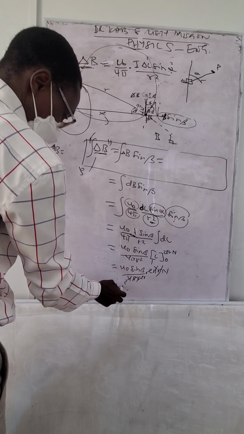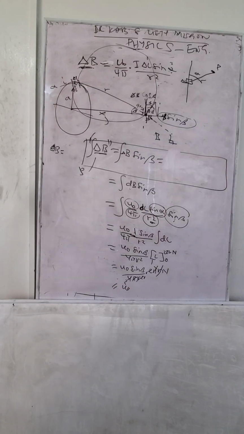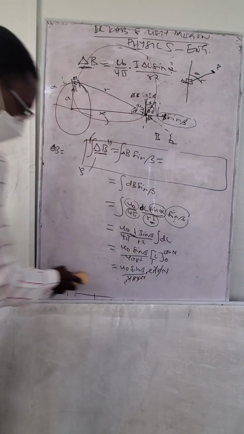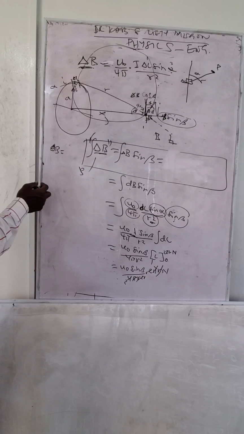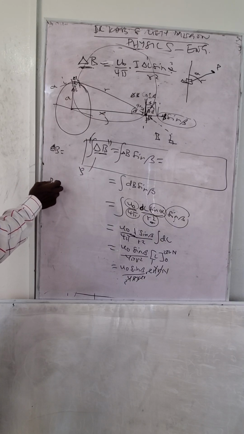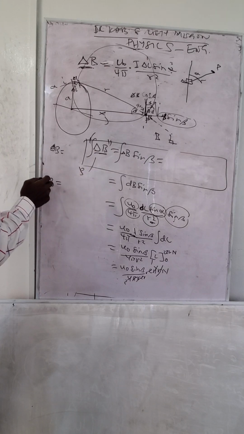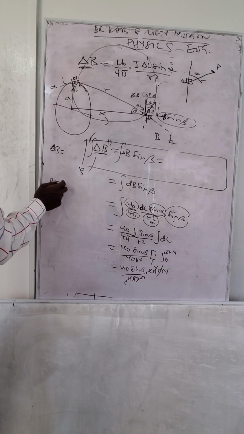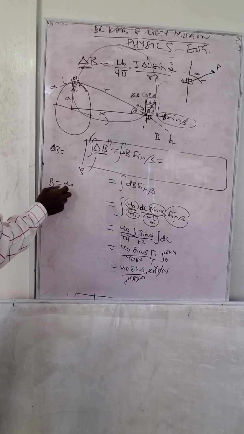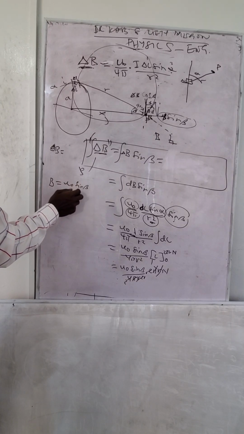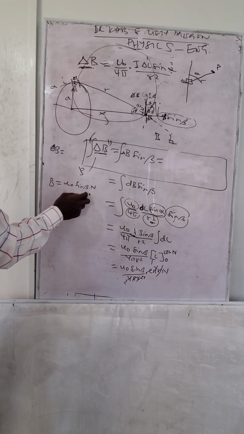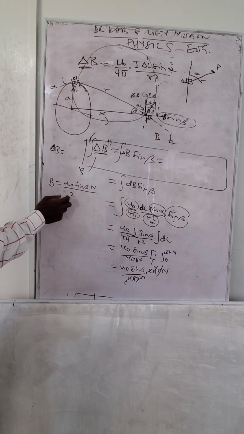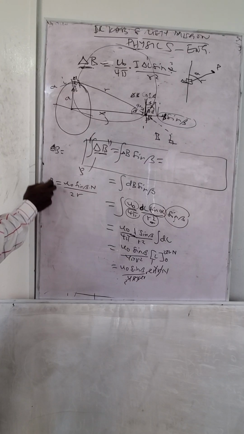So you end up having B equal to what? The actual B. So this is the actual B now. It becomes equal to mu naught sine beta n over 2 r. This is it.